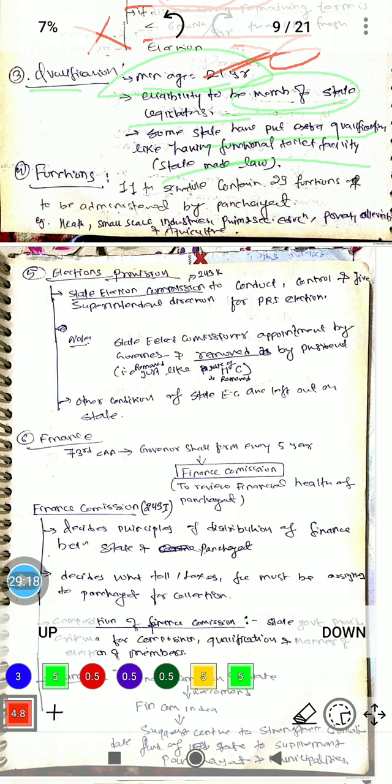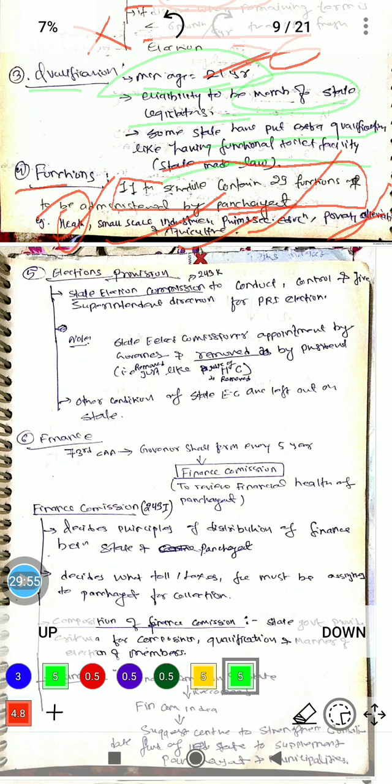Now let's talk about the function. The functions that need to be carried out are already mentioned in the 11th Schedule, which contains the 29 functions which need to be administered by the panchayat, like health, small scale industries, primary secondary education, poverty alleviation, agriculture. Health is a very fundamental, basic thing. These are some of the things in the 29 functions mentioned in the 11th Schedule. The second is about the election provision, how election will be carried out.